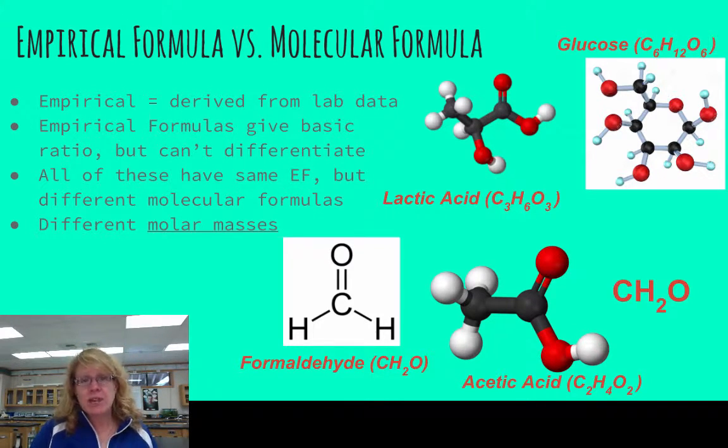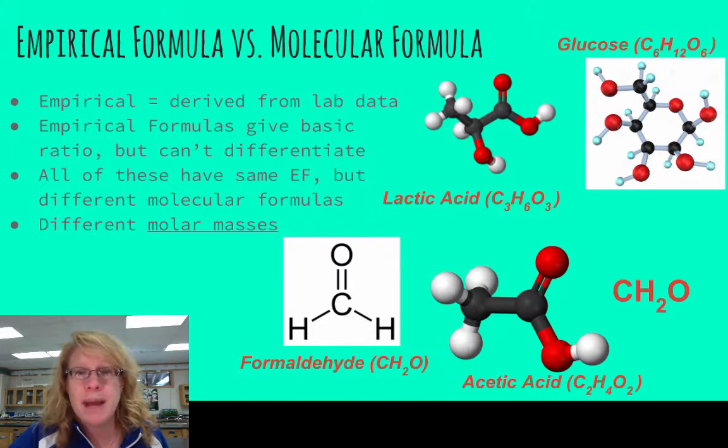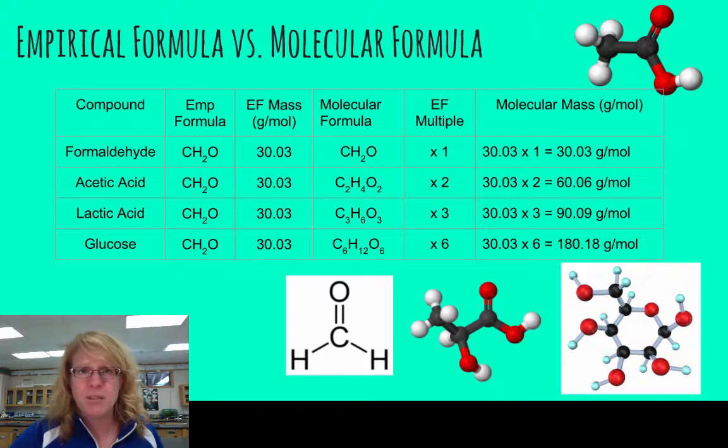And the key here is that because they have very different molecular formulas, they have different molar masses. The formaldehyde, the smallest one, is going to be light. Glucose, the biggest one, is going to be quite a bit heavier because it's 6 times that particular formula. So let's take a look at how this works. This next one has a whole bunch of information on here. Don't freak out about it.